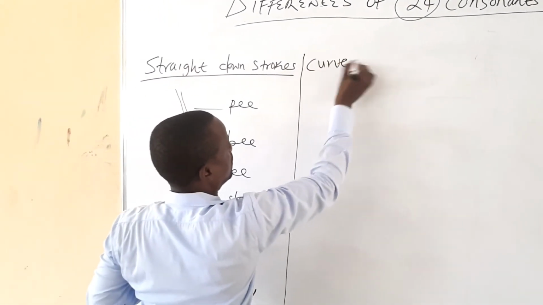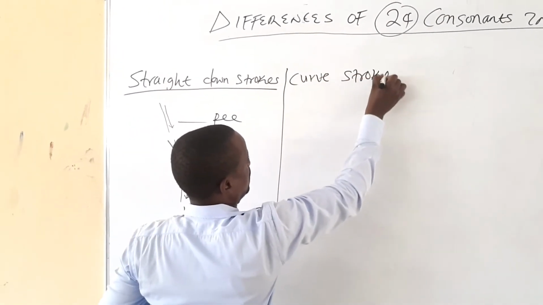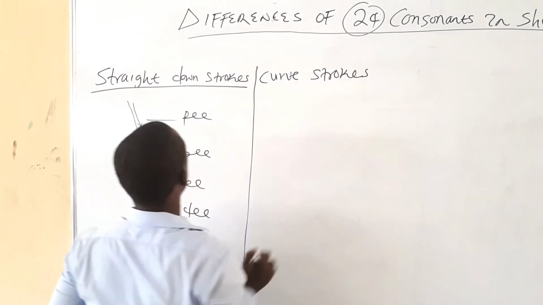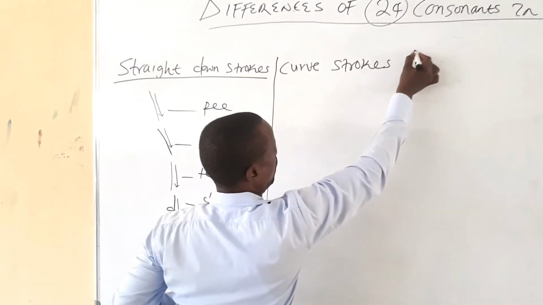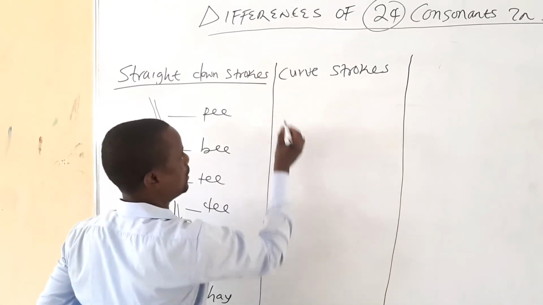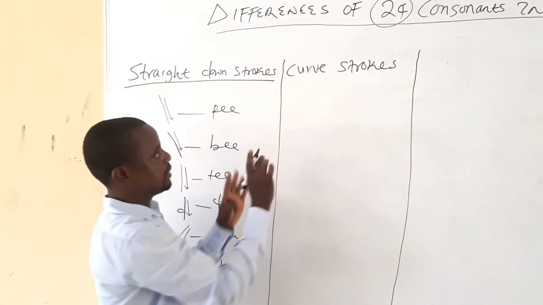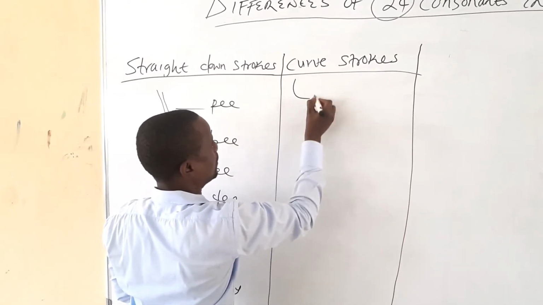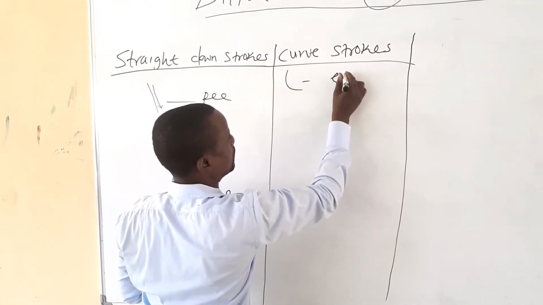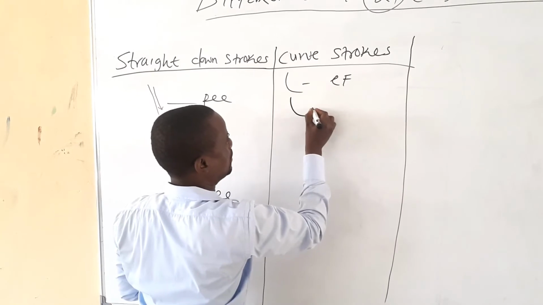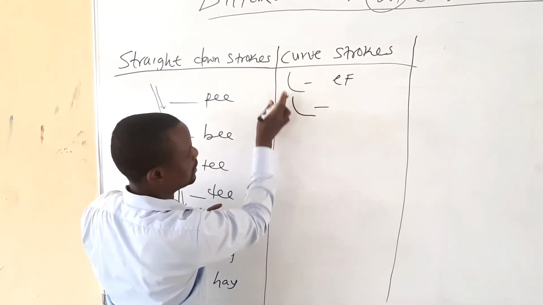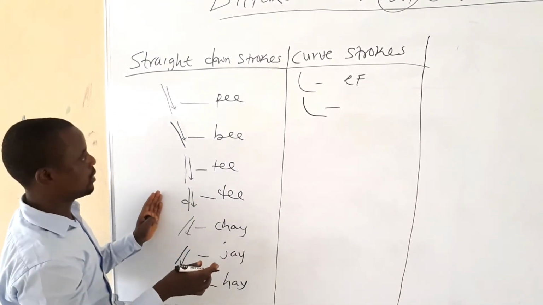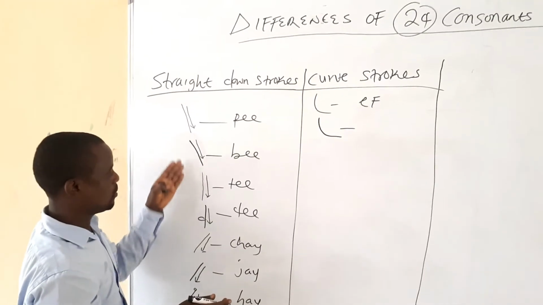Curve strokes. These are strokes that are curved, like they are written in a curve. Let us see them. We have F. This is F. This is B. You can see the difference. The difference is this is light, this is heavy. The same thing on this one. Some of the components are light, some are heavy.